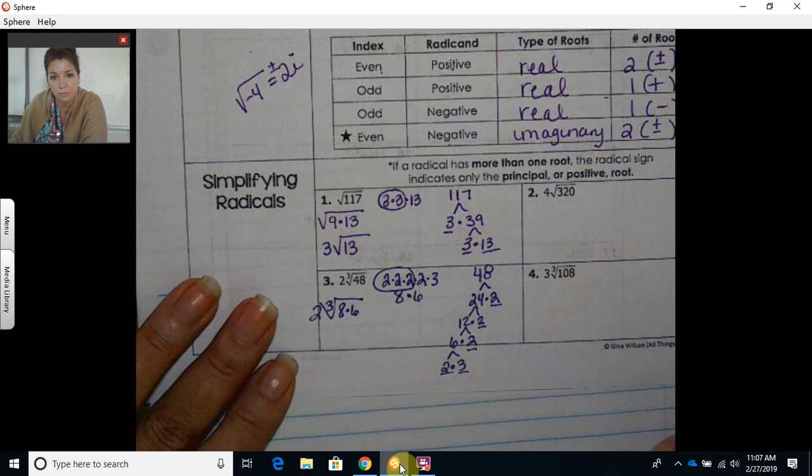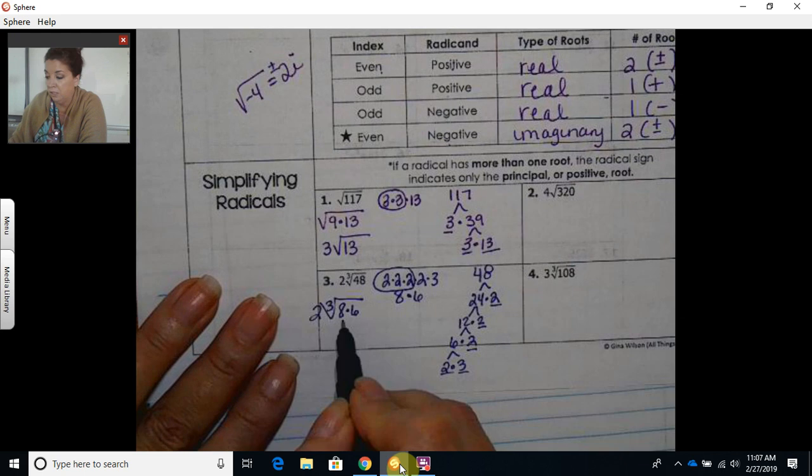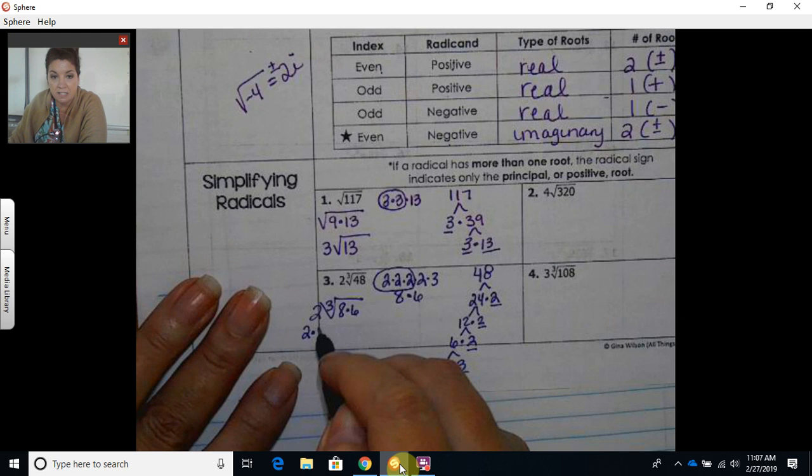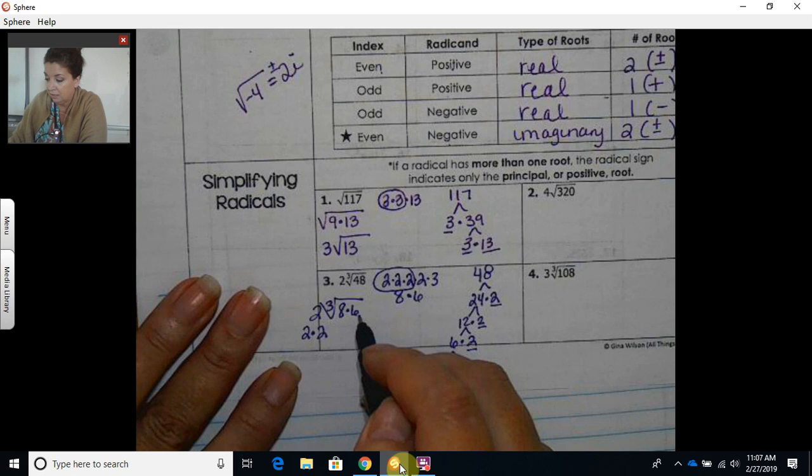Now I'm going to simplify. What is the cubed root of 8? What did we multiply together 3 times to get 8? 2 times the 2 that's already outside the radical, and I'm going to show my work. Okay? Can I take the cubed root of 6?